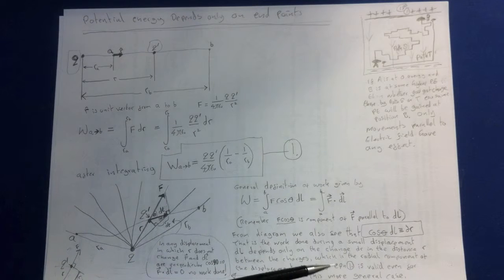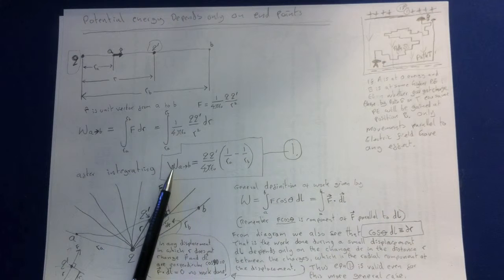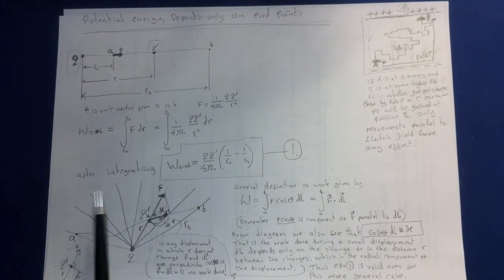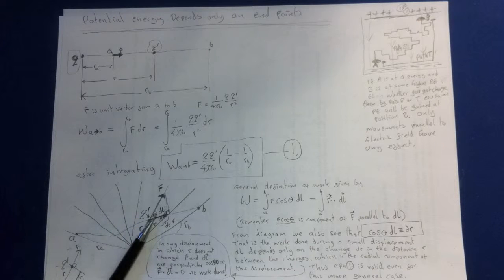Thus equation 1 is valid even for the more general case. Although that's a bit wordy, what we're saying is that it proves that in the general case the work going from A to B is completely independent of the type of path. We can take any kind of path we like. It's completely independent because if the radial distance is the same, then you're not doing any work moving from one point to another at the same radial distance from this charge. So there's no work done.